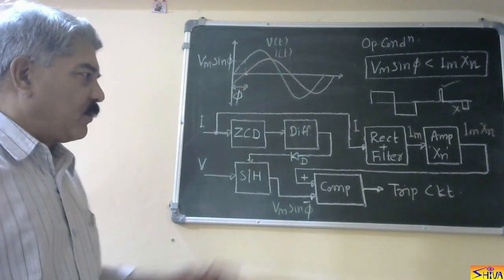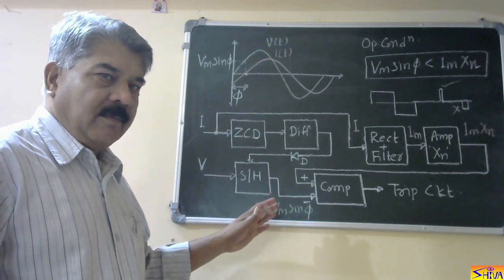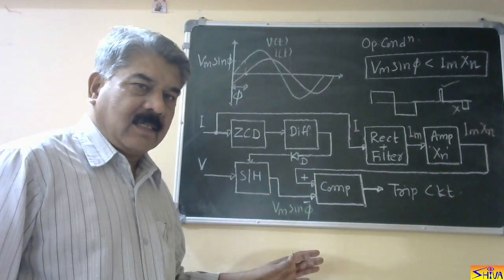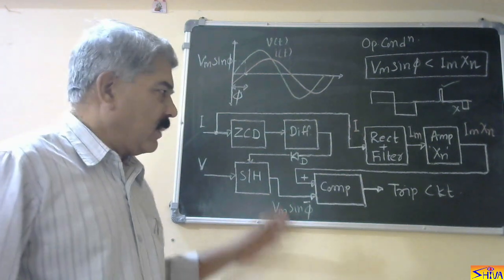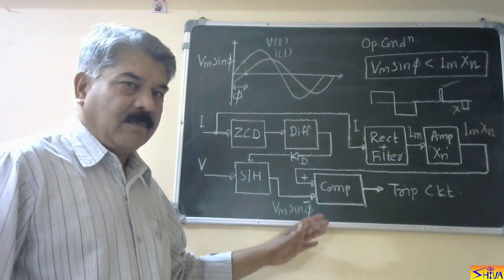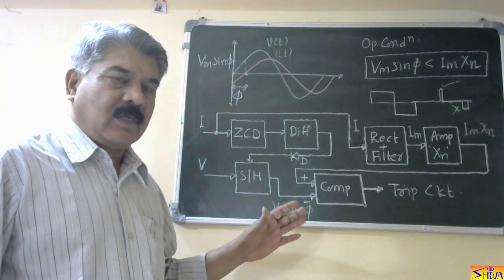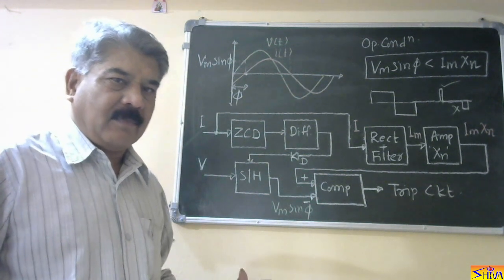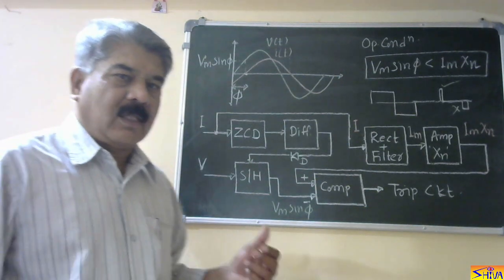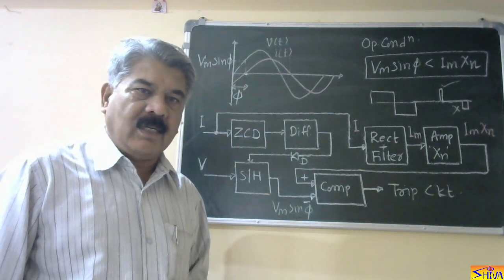So in this way we are generating the static reactance relay characteristic, and this is the block diagram. We are generating this static reactance relay characteristic using the amplitude comparator. Now I will explain how to generate the static Mho relay characteristic using an amplitude comparator.